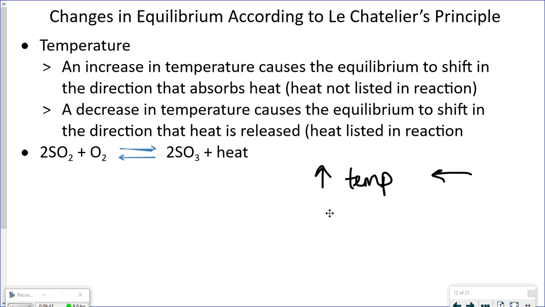If we decrease temperature or cool down our system, we have to shift towards the side with heat listed. So this will shift towards the products and produce more products. If we were to do this with an endothermic reaction with heat on the opposite side, these arrows would be reversed. So you want to make sure to pay attention to which side of the reaction heat is listed whenever it gives you the equation.